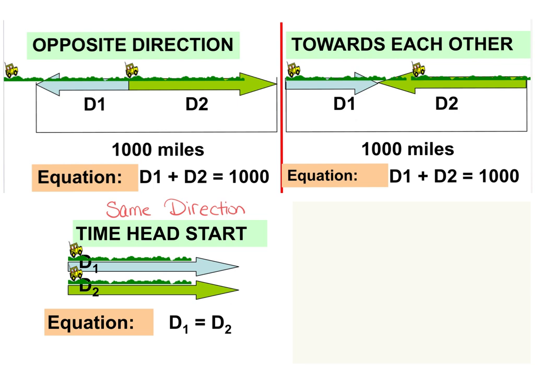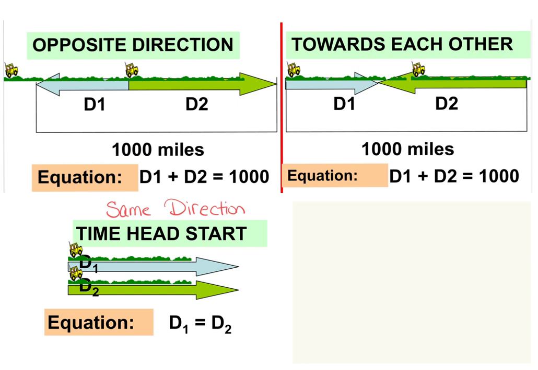These distances are no longer added together. These distances are equal because you start at the same place, you end at the same place. Your distance is equal. So once you set up these, you're going to set them equal to each other. Opposite direction, you're going to add them and they equal a total. These two will equal each other.